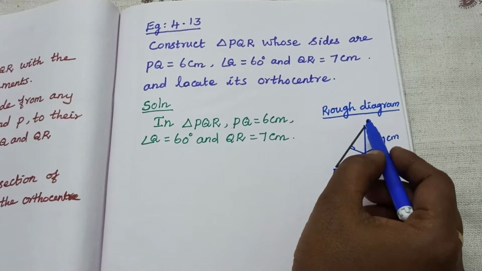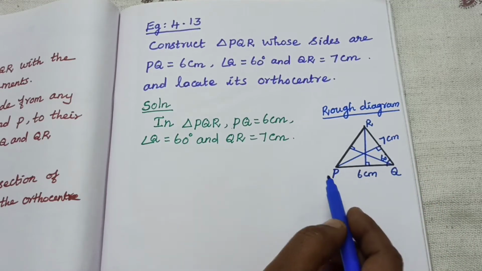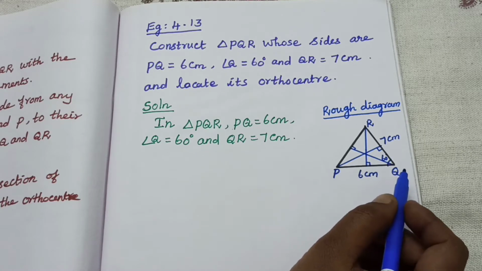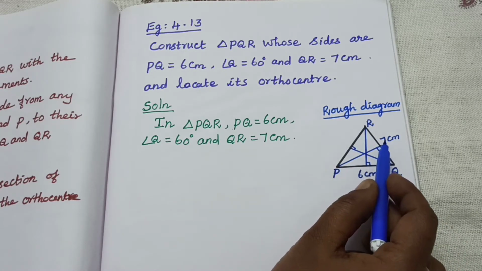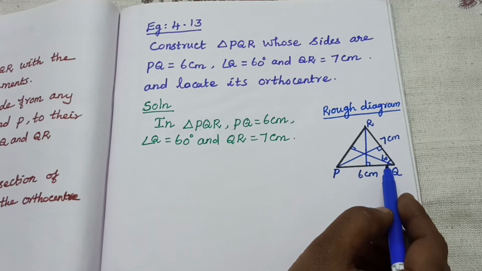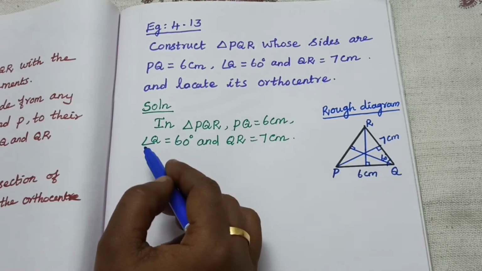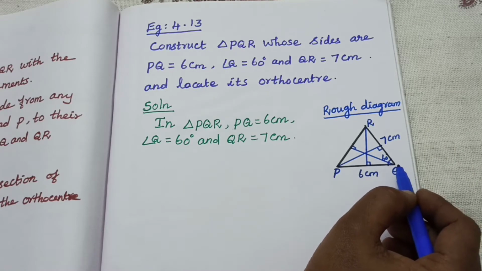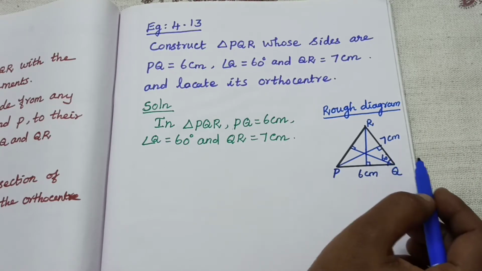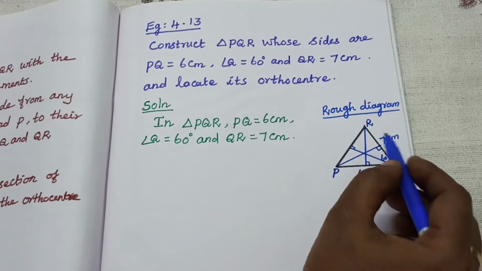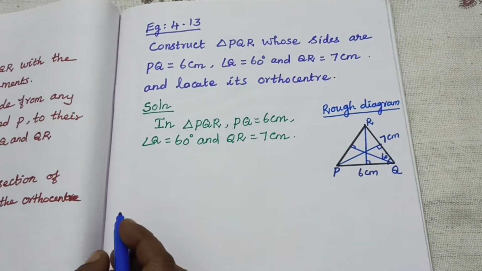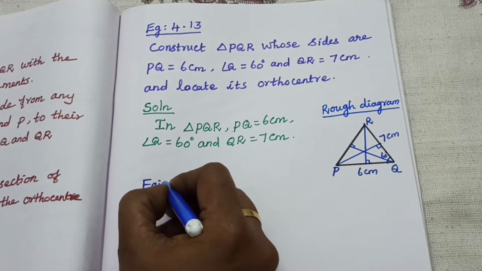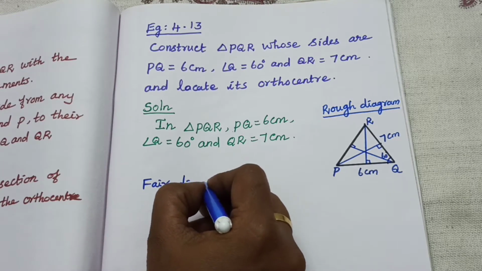For the rough diagram, first we draw the triangle. PQ is 6 cm, and QR is 7 cm. Then angle Q is equal to 60 degrees, given. Everything you should plot. This is the rough diagram. Afterwards, a fair diagram. Now we are going to draw the fair diagram.